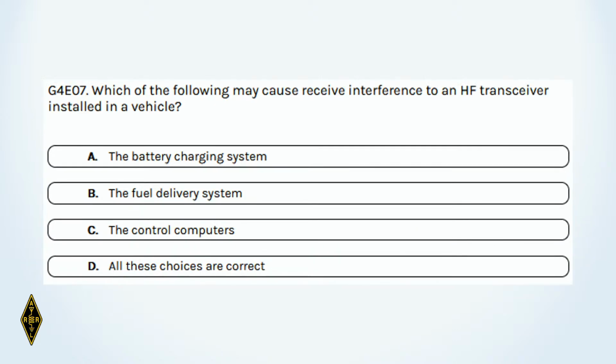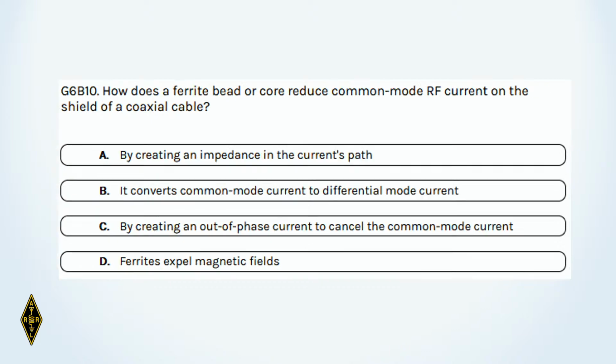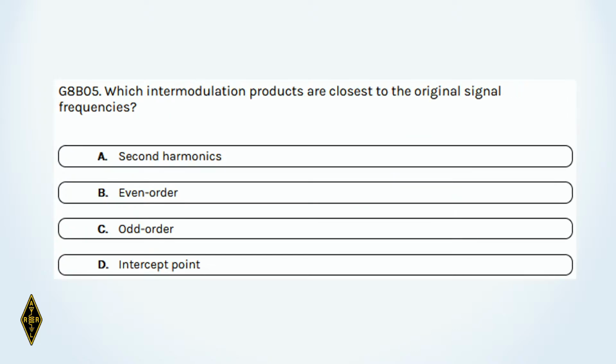And which of the following may cause receive interference to an HF transceiver installed in a vehicle? Read carefully. Delta. Yep, every one of those. Battery charging, fuel delivery, control computers. And how does a ferrite bead or core reduce common mode RF current on the shield of a coax? Charlie. Alpha, by creating an impedance in the current's path. And which intermodulation products are closest to the original signal frequencies? Alpha. No, odd order or Charlie, third order. Yep, Charlie.